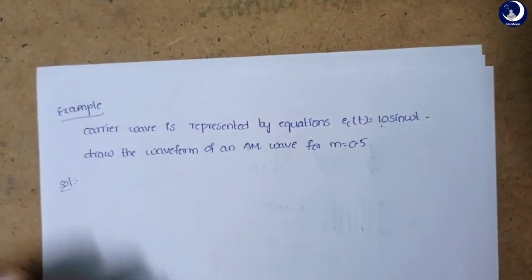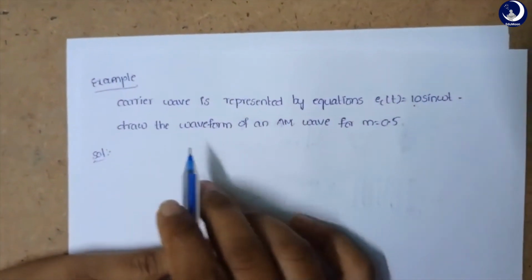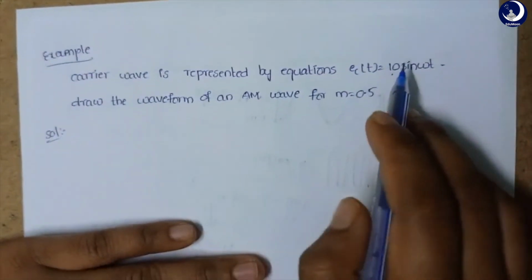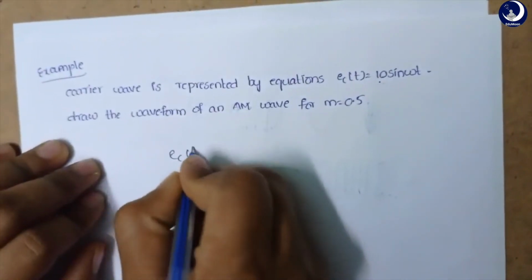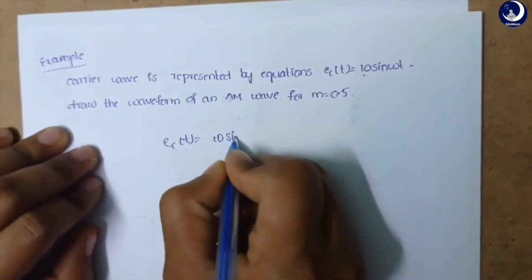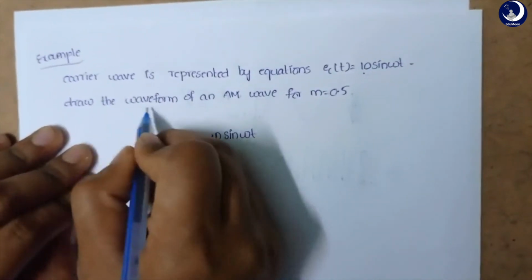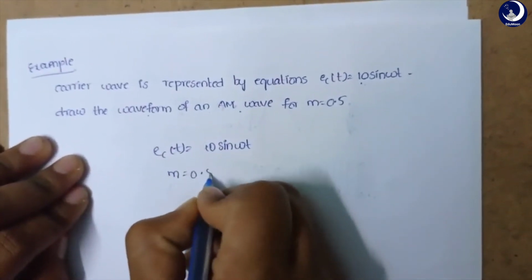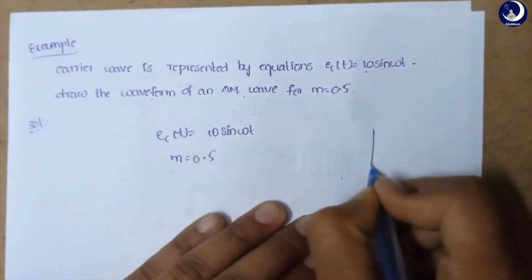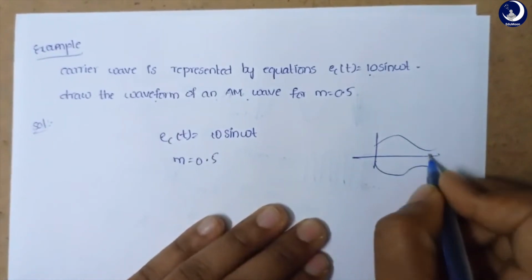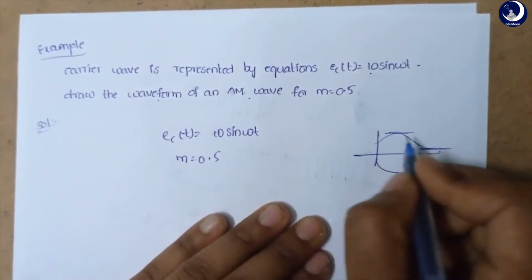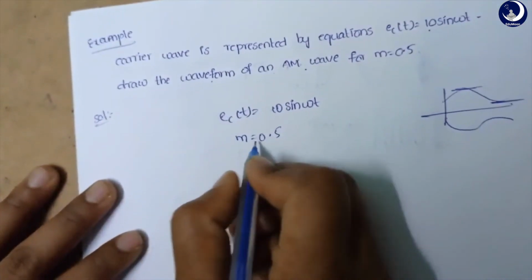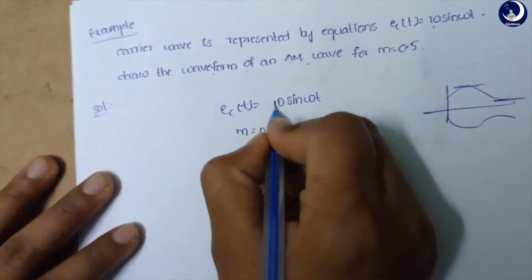So let's look into another problem, where the carrier wave is represented by the equation Ec equals 10 sine omega t. Draw the waveform of an AM wave for modulation index 0.5. In order to draw the AM wave, we need to know what E minimum and E maximum are, right? So what is given: Ec equals 10 sine omega t.